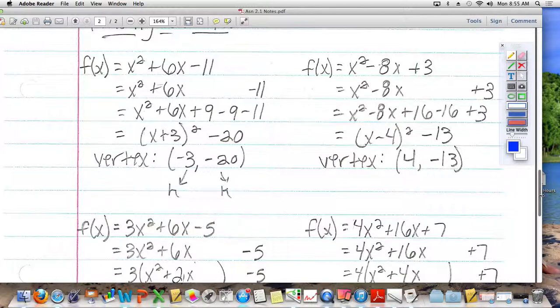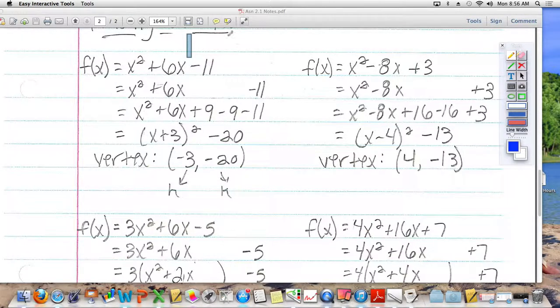f of x is equal to x squared plus 6x minus 11. Right now, this parabola is not written in the form that we need it to be written in order to find the vertex. So what we're going to do is move things around. So we have x squared plus 6x. Notice I left this huge space, and I put a negative 11 at the end, and I'll explain that in just a minute.